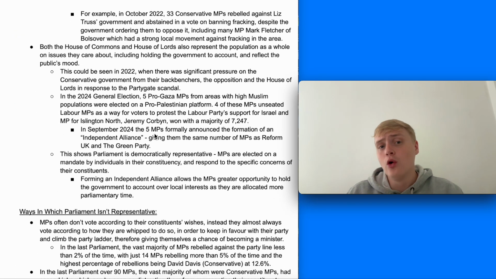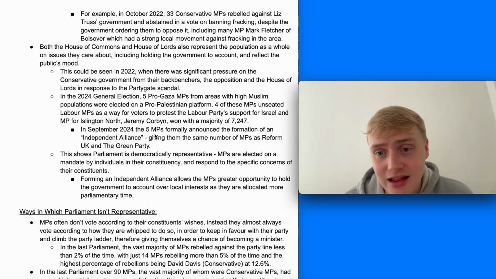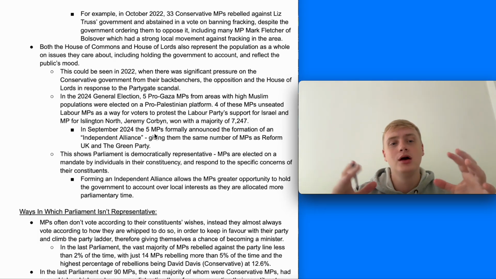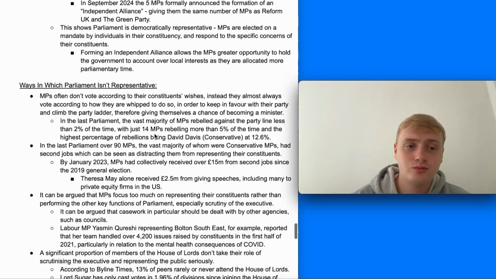Both the House of Commons and Lords can also be seen as really important in representing the population as a whole on issues they care about. For example, in relation to Partygate, there was significant pressure from within Parliament on the government that eventually resulted in Boris Johnson resigning, whilst that pro-Gaza MPs example is also really good to bring in for this. And that shows how Parliament is representative. MPs are elected on a mandate and respond to the specific concerns of their constituents.